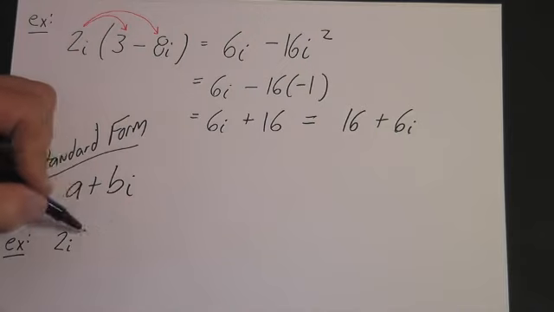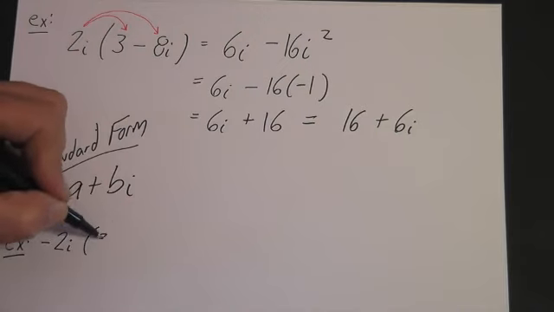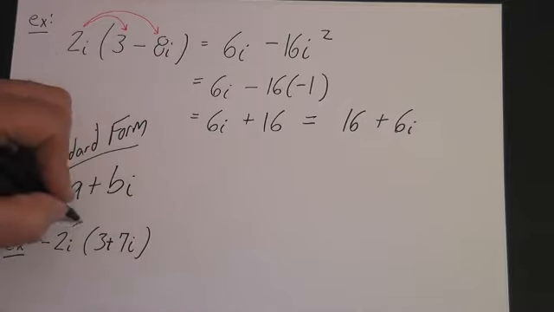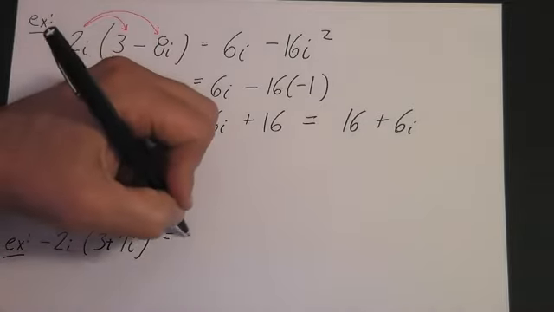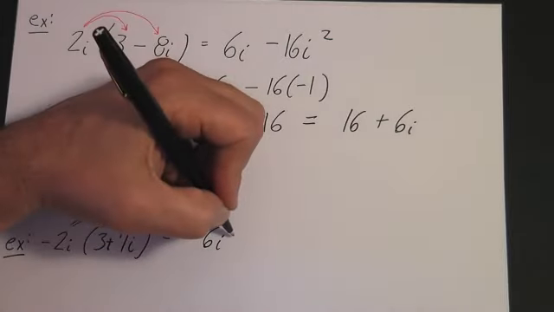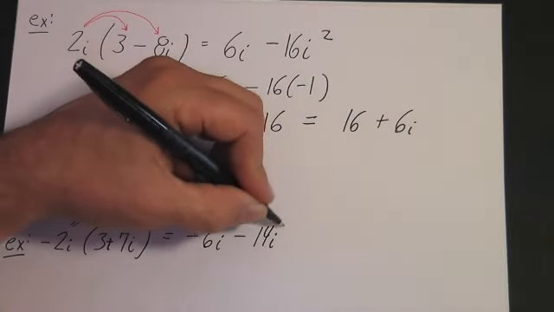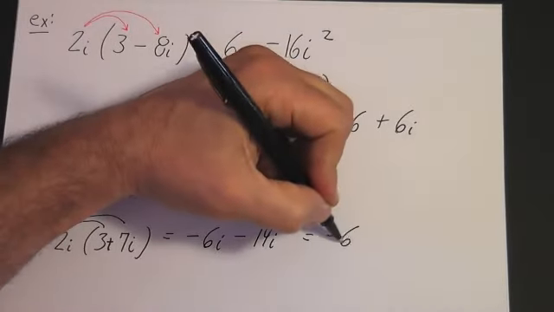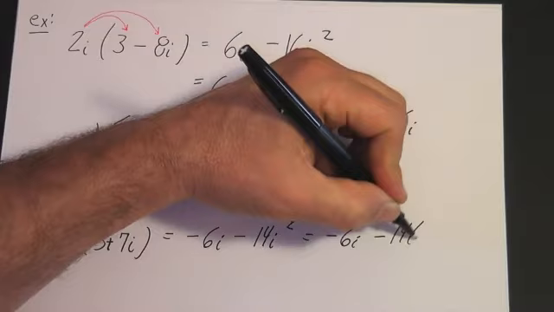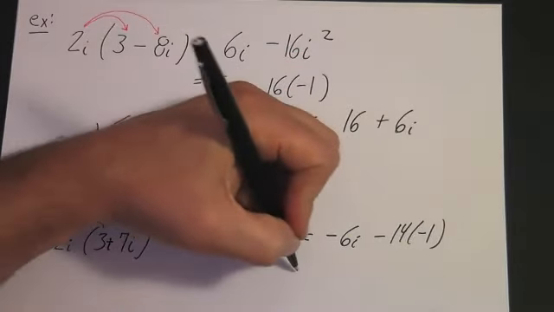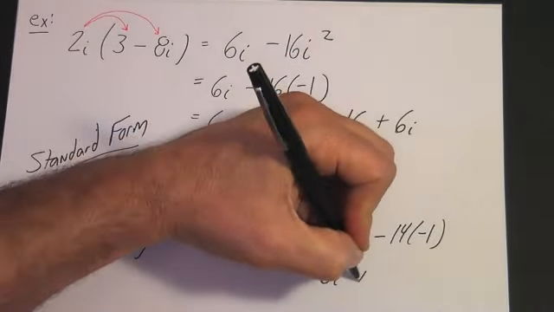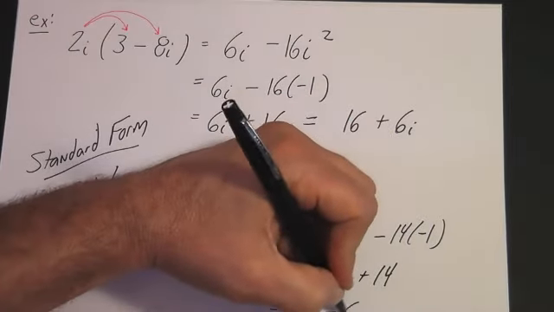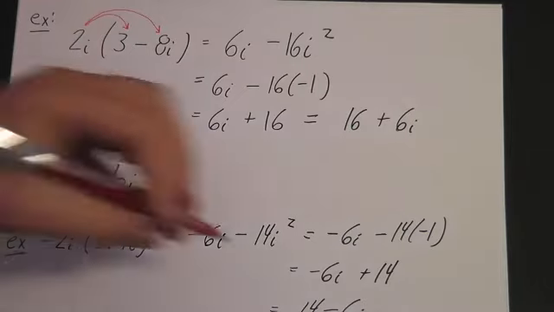We can do another problem. Negative 2i times 3 plus 7i. We're going to distribute. That's a minus 6i minus 14i squared. The i squared becomes a minus 1, so that's minus 6i minus 14 times minus 1. Minus 6i plus 14. Write it in standard form. Write the real part first. 14 minus 6i. And that's going to be your answer.